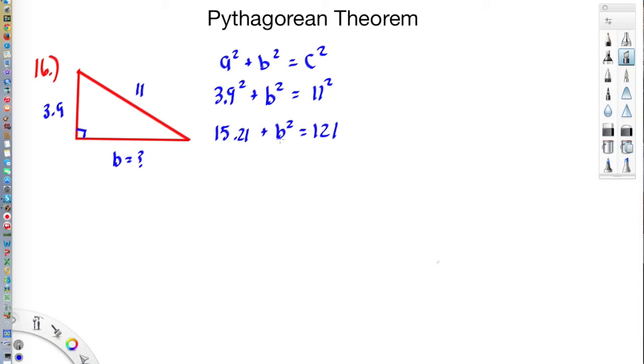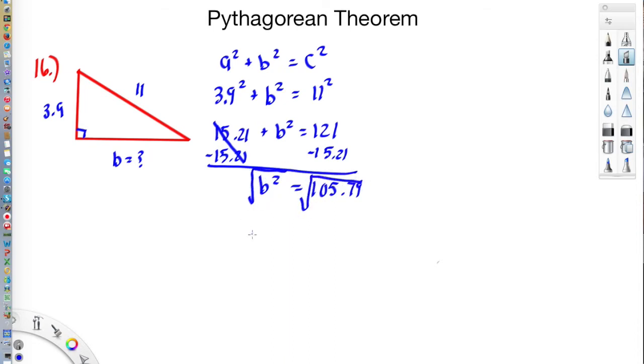Now what do I do? I need to get the variable on one side so I can isolate. Treat it like this formula is just an equation. So I subtract 15.21 from both sides. Bye-bye to that. I bring down my b squared is equal to 105.79. Okay, now I need to find the square root of both of these.